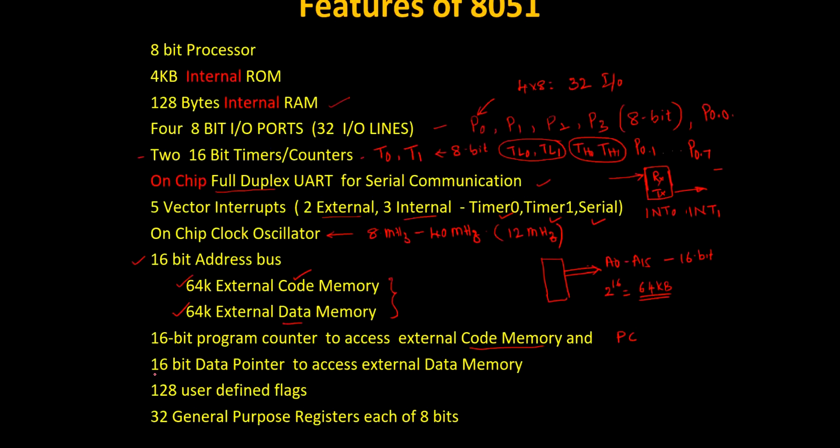And one more: to address the external memory we have a 16-bit data pointer. That is what we call DPTR, the data pointer. It is 16-bit. Similarly we can use it as 8-bit and 8-bit. So one is DPL and another one is DPH. This is the lower 8-bit, and this is the higher 8-bit.